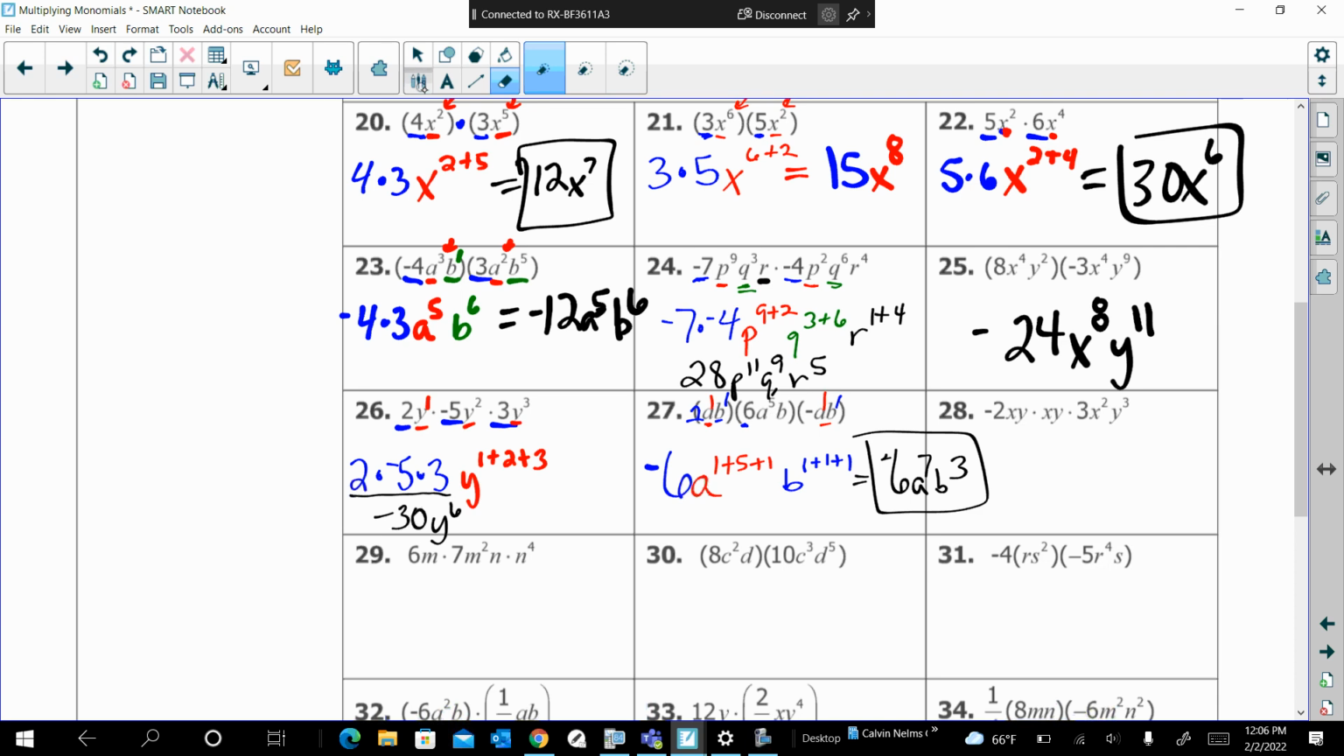All right, so here, do we see we're going to multiply the negative 2 and the 3 together? So that gives us a negative 6.